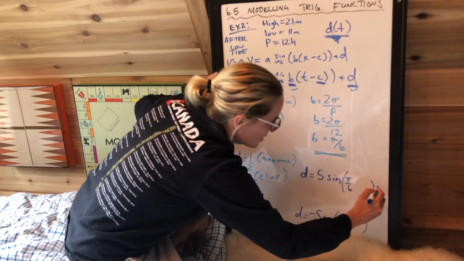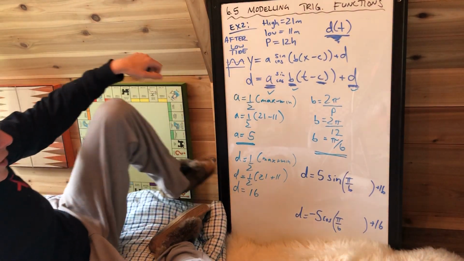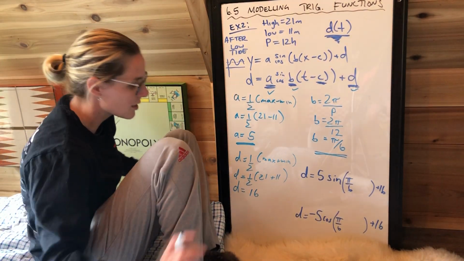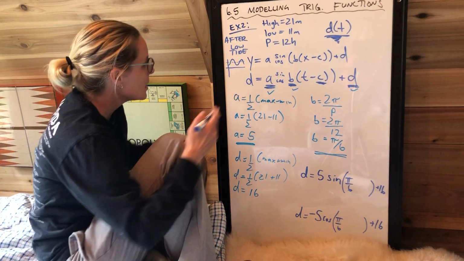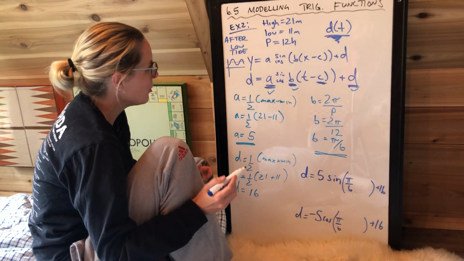D value of 16. Okay, so I know that D value is 16. The matter of fact is I have to now come up with a C value. C value talks about how much has been shifted left and right. So a couple things to be aware of.